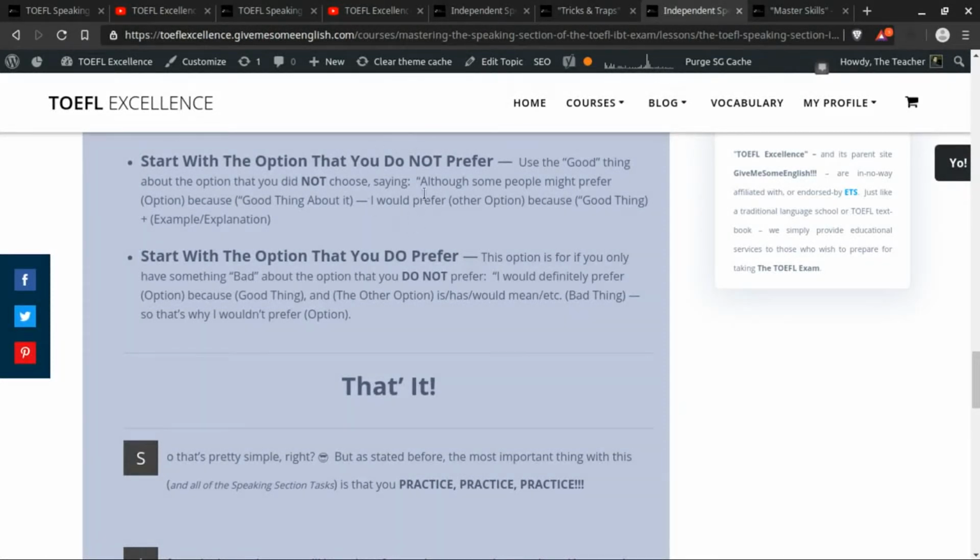It just seems to me, and this is my own personal opinion, that this particular option, if you can think of a good thing about the option you didn't prefer, it seems to be a little bit more of a higher level of English when you do give your answer this way. But ultimately, either way is perfectly fine. So it's really up to you, whichever your preferred option is. And by preferred option here, I mean which one of these styles you want to choose to deliver your response.